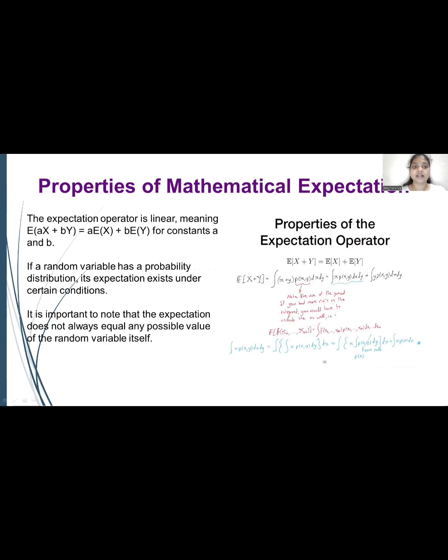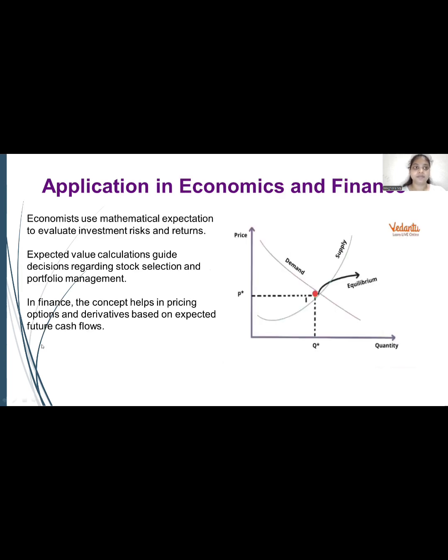In gambling, mathematical expectation helps players assess the fairness of games. Players can calculate their expected losses or gains to make strategic decisions. Understanding expectations can lead to better betting strategies and risk management.